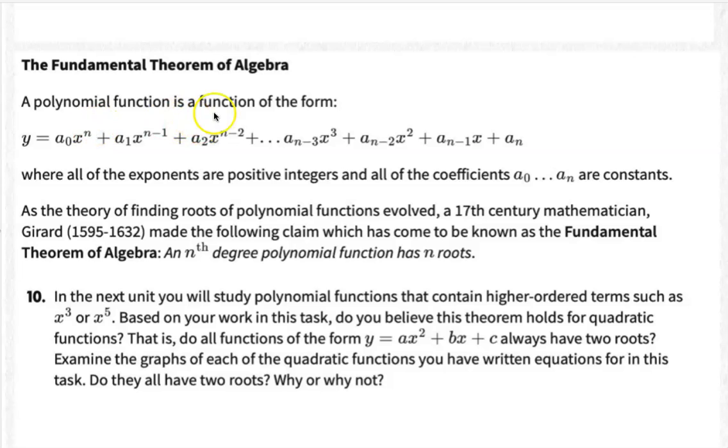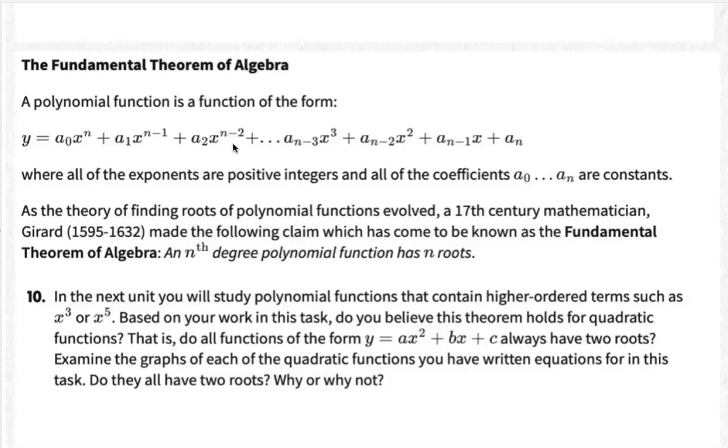So a polynomial function is a function of the form, and then we see this big, long, ugly equation. Basically, all these little a's, a0, a1, a2, and so on, would be numbers. So this might be like 5x to the 5th plus 2x to the 4th minus 7x squared. Things like that. We call that a polynomial.